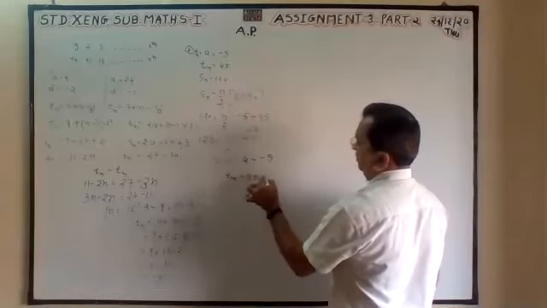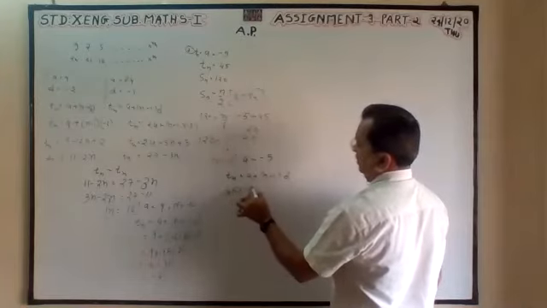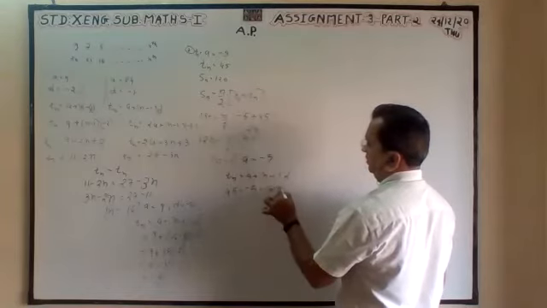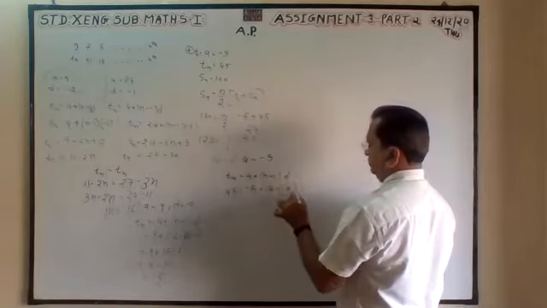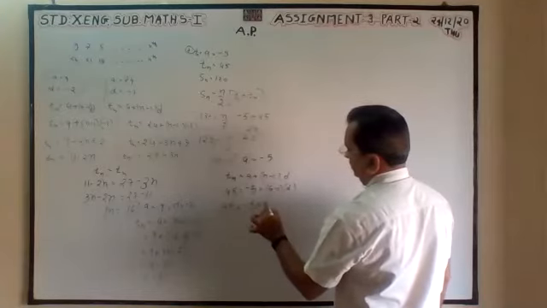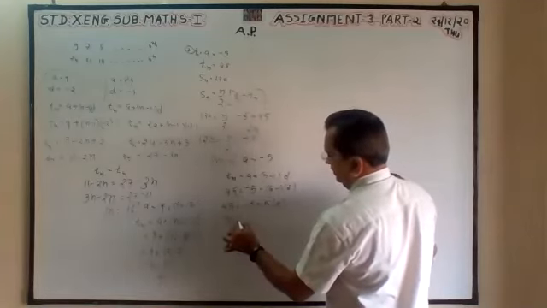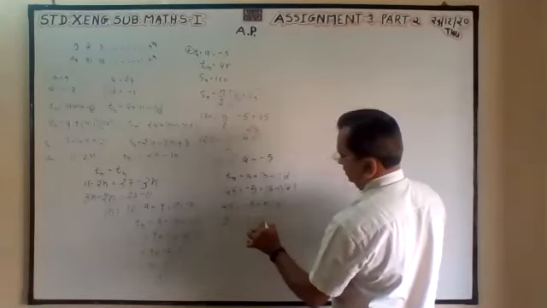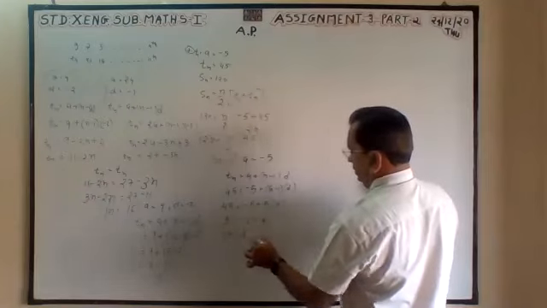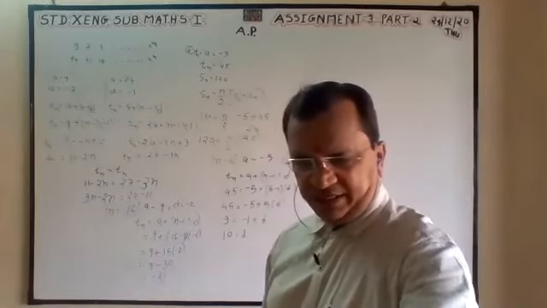So Tn is equal to A plus n minus 1 D. Tn is given as 45. A we got, n is 6 minus 1. The difference we don't know. So 45 is equal to minus 5 plus 5D. All divided by 5, 50 divided by 5 is 10. So D is equal to 10. Correct.